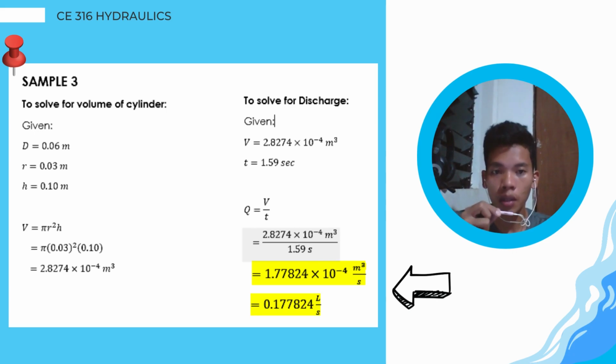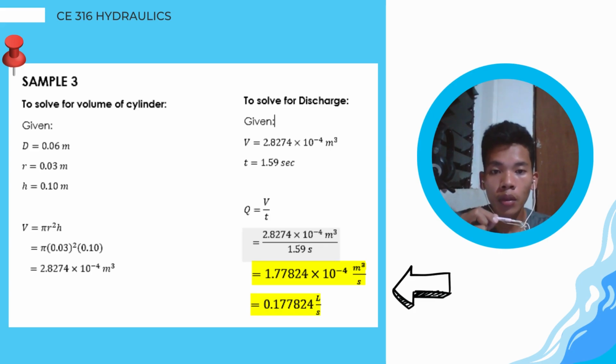Next is the discharge. Our time is 1.59 seconds. Our formula for discharge is equal to volume over time. After substituting the given data, the volume is 2.8274 times 10 to the power of negative 4 cubic meters over 1.59 seconds. So our discharge for sample 3 is 1.77824 times 10 to the power of negative 4 cubic meters per second.